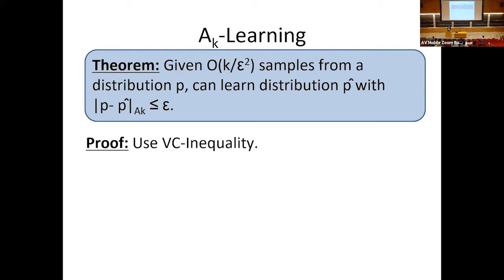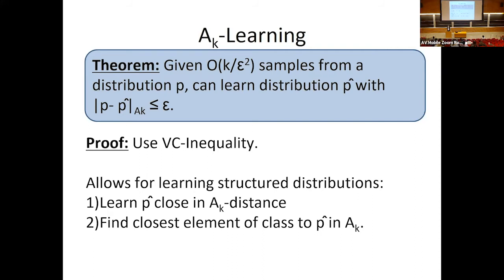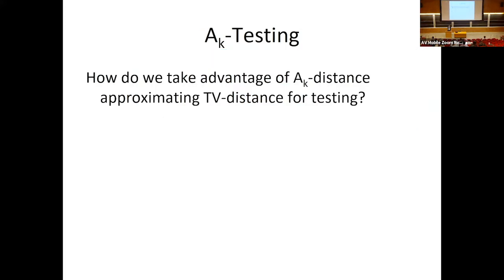And once you have this, it allows you to do, for example, learning of structured distributions. If you know that P comes from some family where AK distance approximates total variation distance, then you can learn some P hat, which is close in AK distance, and then find the closest element to P hat that's in your family. And then you found another distribution in your family that is close in AK distance to the original, but since your family AK distance approximates total variation distance, you've learned in total variation distance. Okay, so that's for learning.